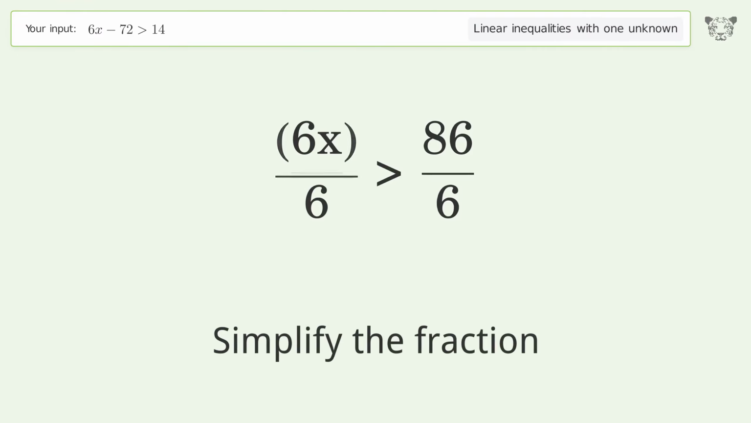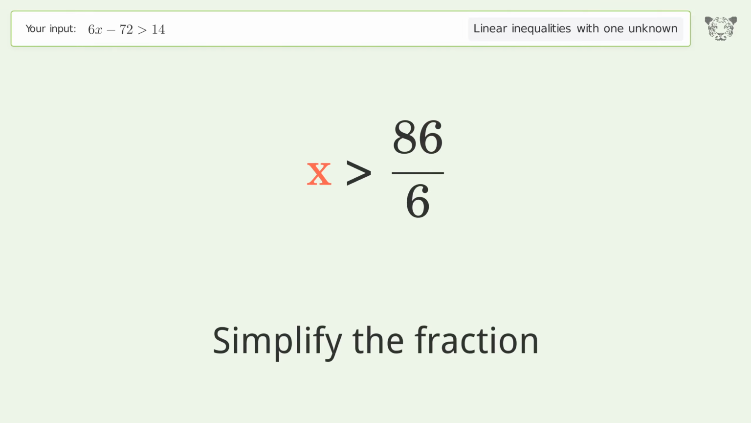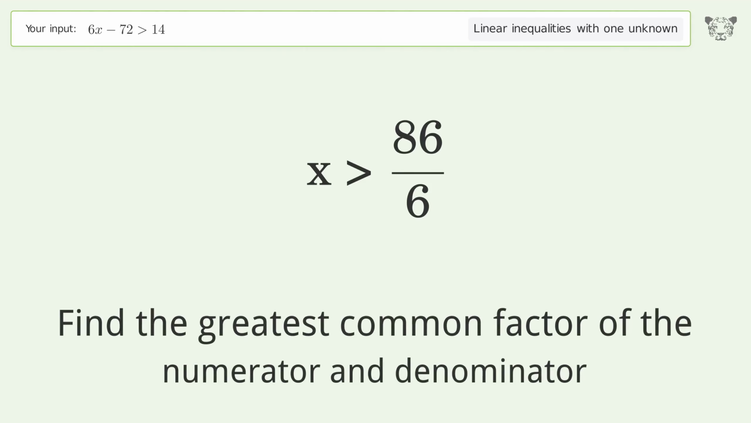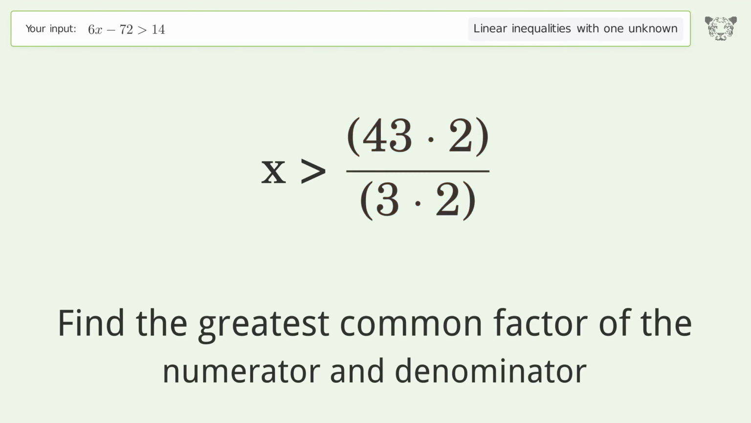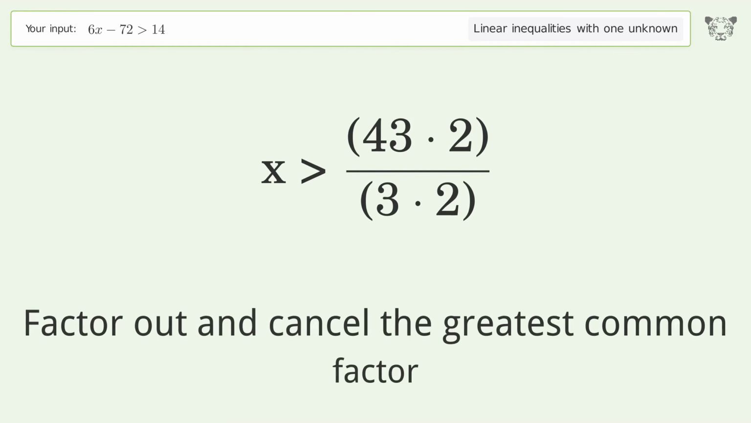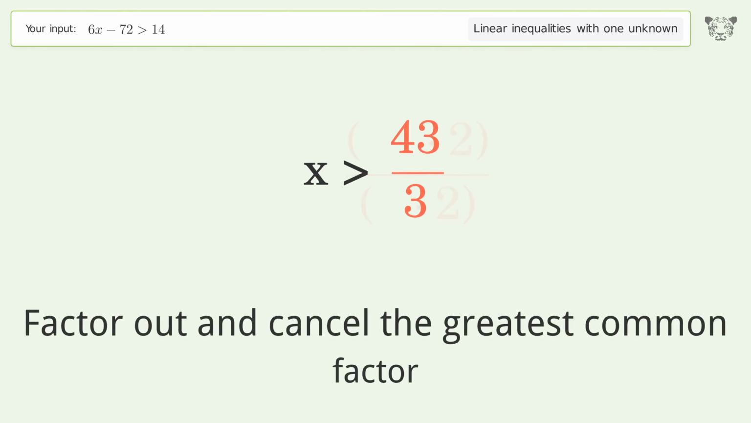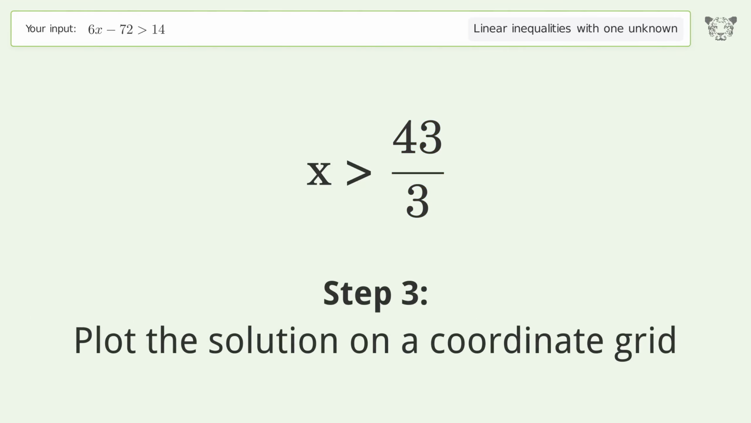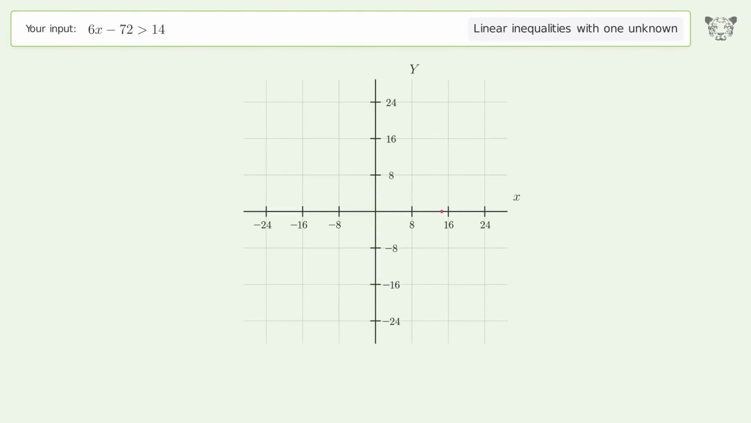Simplify the fraction. Find the greatest common factor of the numerator and denominator. Factor out and cancel the greatest common factor. Plot the solution on a coordinate grid. And so the final result is x greater than 43 over 3, greater than 141 over 3.